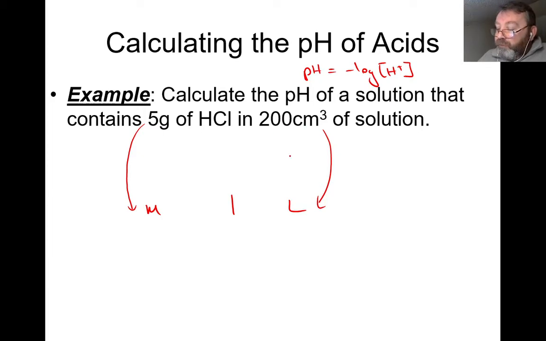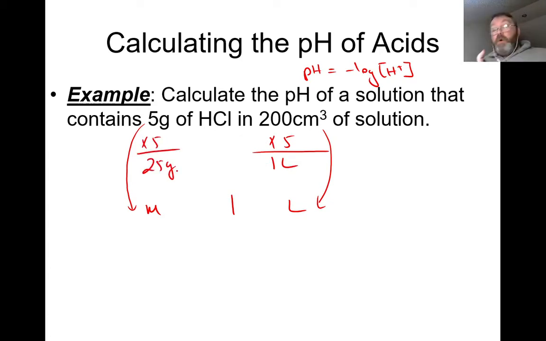Let's bring the 200 up to the litre by multiplying by 5. That's my 1 litre. Do the same over here. That's 25 grams. So I now have 25 grams of HCl in 1 litre. But I want to go to moles. And the way to go to moles is to divide 25 by the mass of HCl. So take out your 25, divide it by the mass of HCl, which is 36.5.